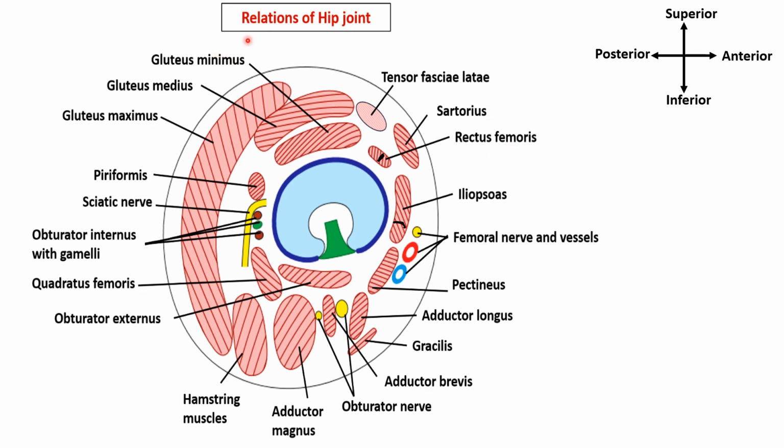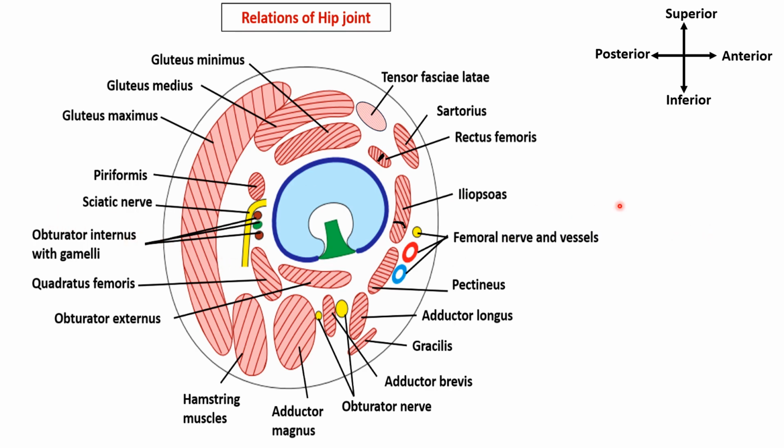Coming to relations of the hip joint. Now this is a sagittal section of the hip joint. You can see here the acetabular cavity, the transverse acetabular ligament and the ligament of the head of the femur. Now let us look at this direction, right? Here we have the superior aspect, this is inferior, this is the anterior aspect and this is the posterior aspect. So let us look at the relations.